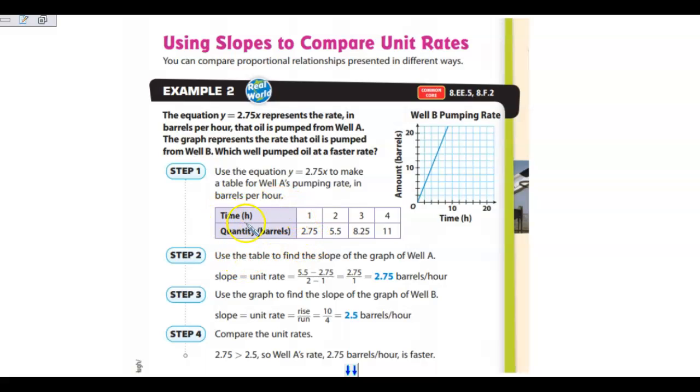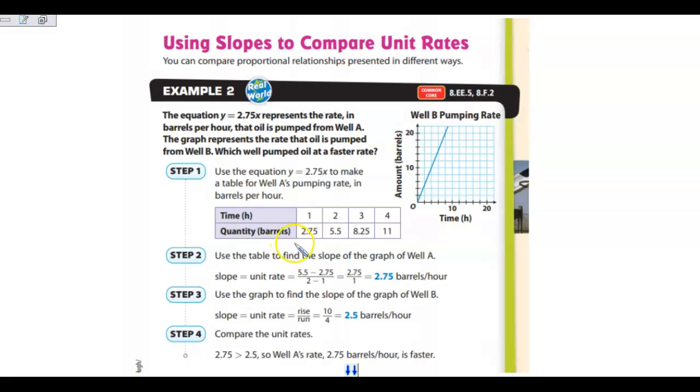And so this table here is using the y equals 2 and 75/100 x to solve. And so they plugged in for input the different hours and then to get their output. And so for 1 hour it was 2 and 75/100 of a barrel. 2 hours it was 5 and 5/10 of barrels. Then 3 it was 8 and 25/100, and for 4 it was 11 barrels.